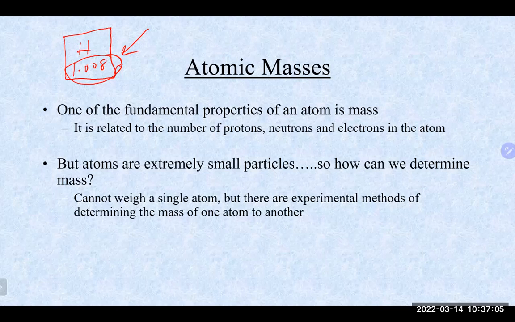But as we talked about, atoms are extremely small, which means you can't really pick one up, put it on a balance or anything like that. So typically in chemistry and a lot of places, when you can't directly measure something, a lot of times what they will do is pick something to use as a standard to compare everybody to. And that's really what they did here for atomic masses.